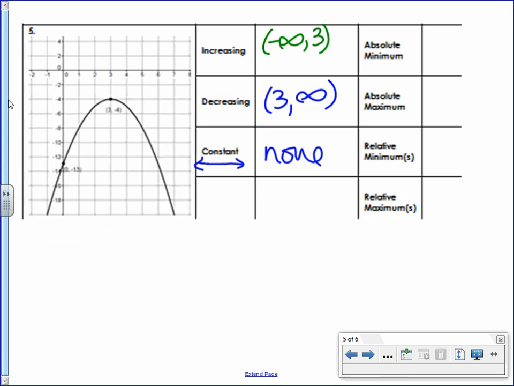Well, if we look right there, we've got us a mountaintop, right? It never gets any higher than that. No values any higher than that. So this value right here, the absolute top, is my absolute max. Because it never gets any taller than that. So my absolute maximum is going to be at that point 3, -4.